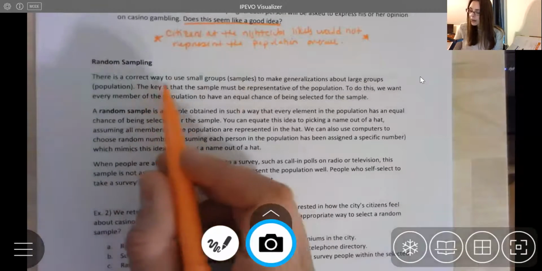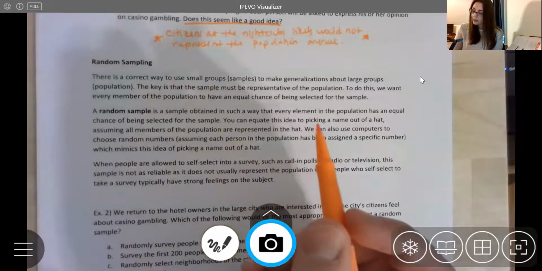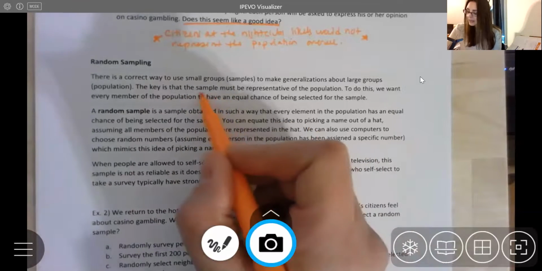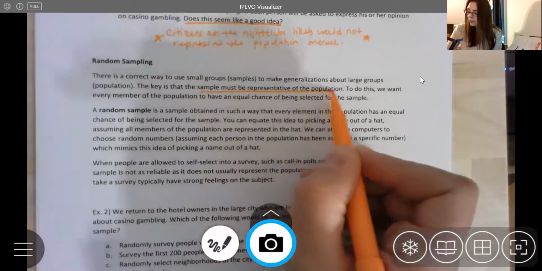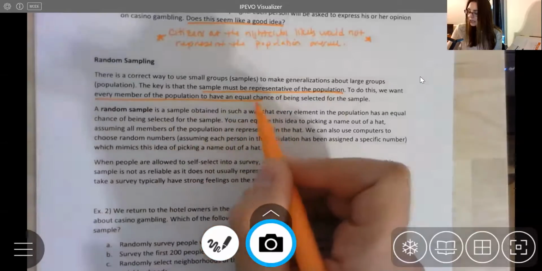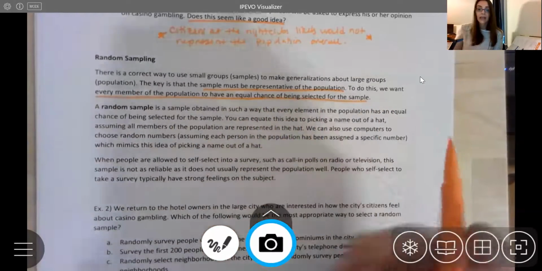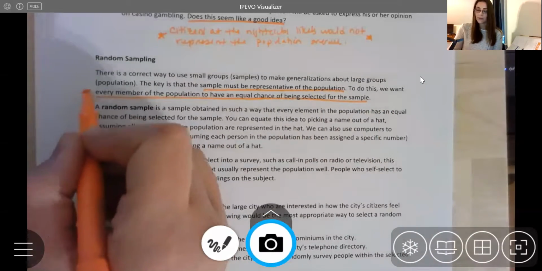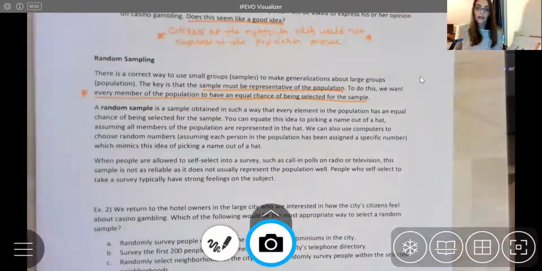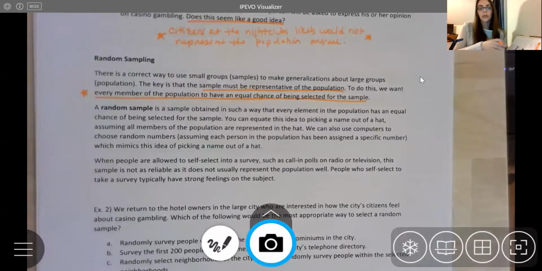So the correct way to use small groups or samples to make generalizations about these large groups or populations is that the sample must be representative of the population. And to do this, we want every member of the population to have an equal chance of being selected. And that's the key here. So you're not targeting just people who go to nightclubs, or just people who go to grocery stores, or just people who live in this one neighborhood, for instance, right? You're looking at the whole city so that everybody has an equal chance of being surveyed.